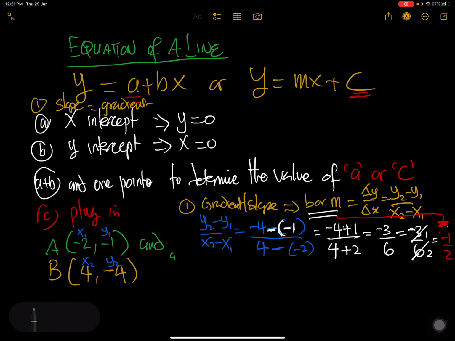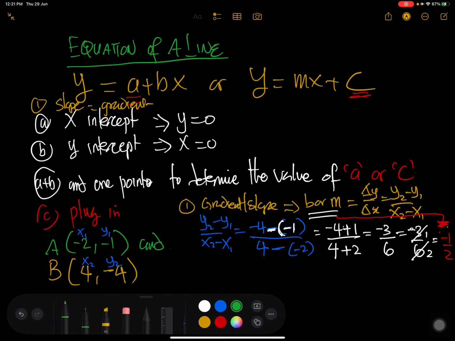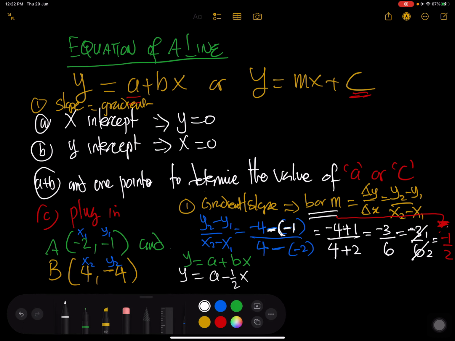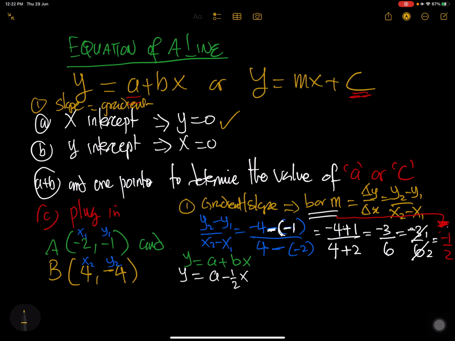So far, if we look at our equation, we have y is equal to a plus bx, right? So far, our equation looks like this: y is equal to a minus half x. This is what we have. So our first step is that when x is 0, we are going to look for this a.